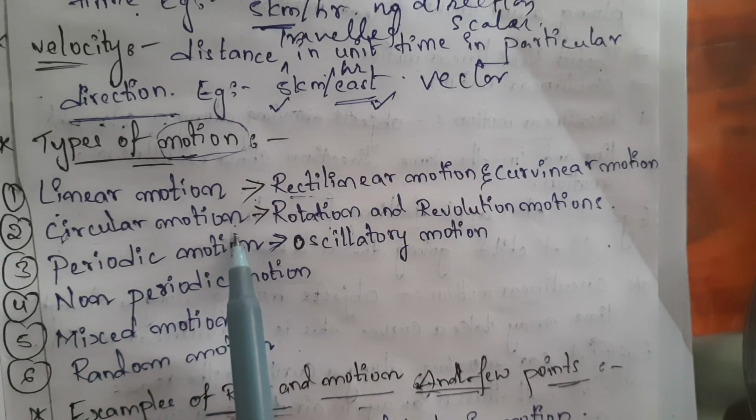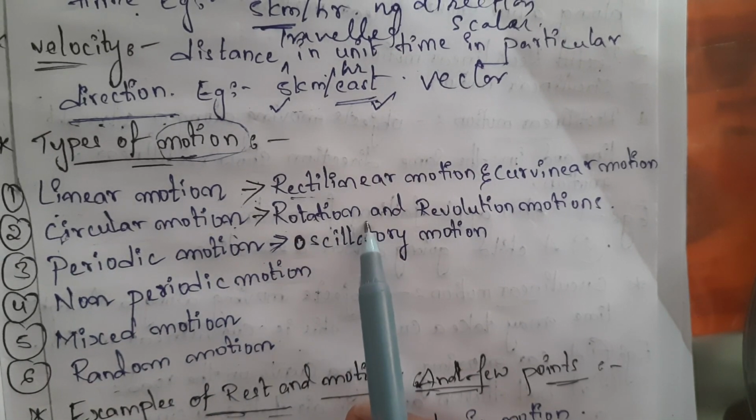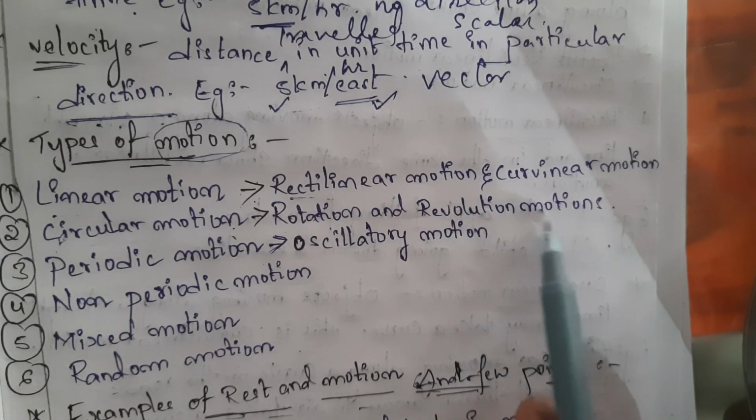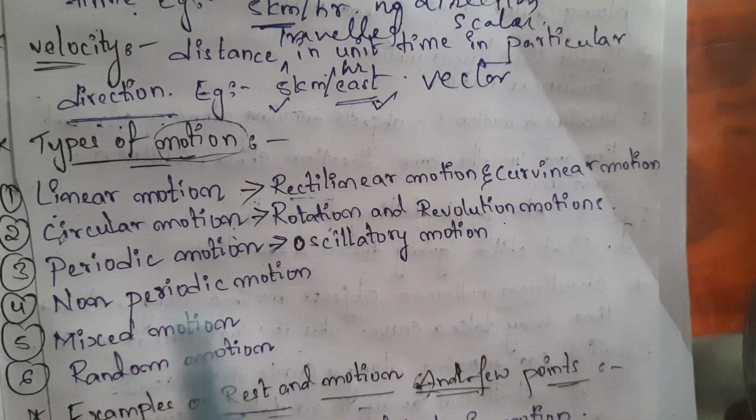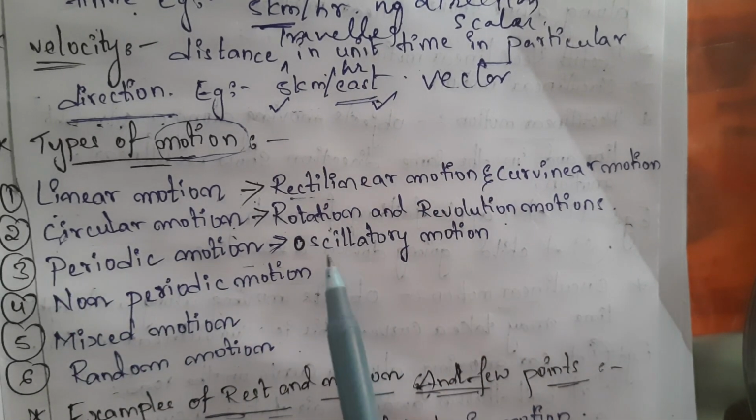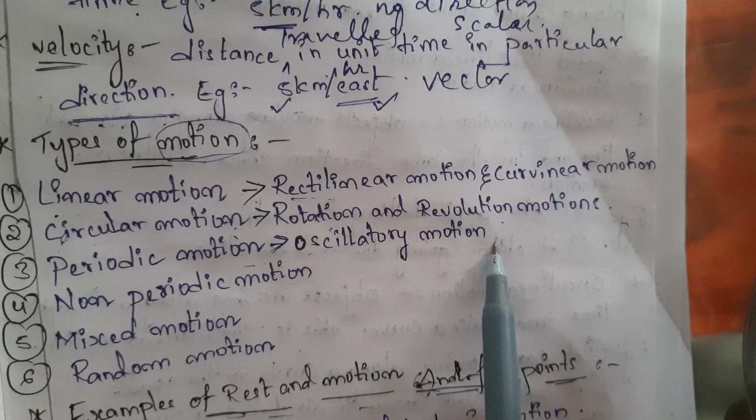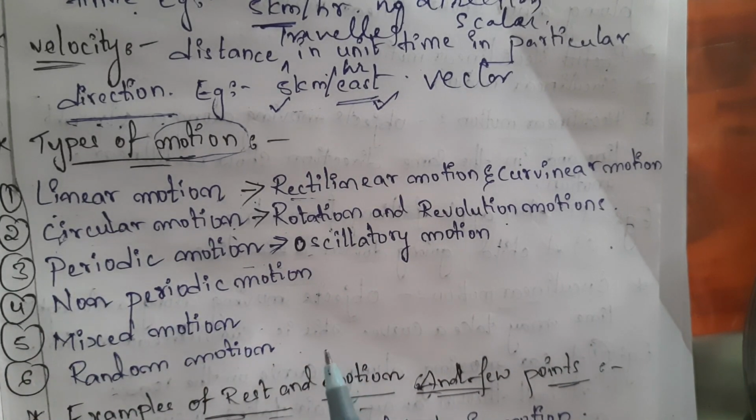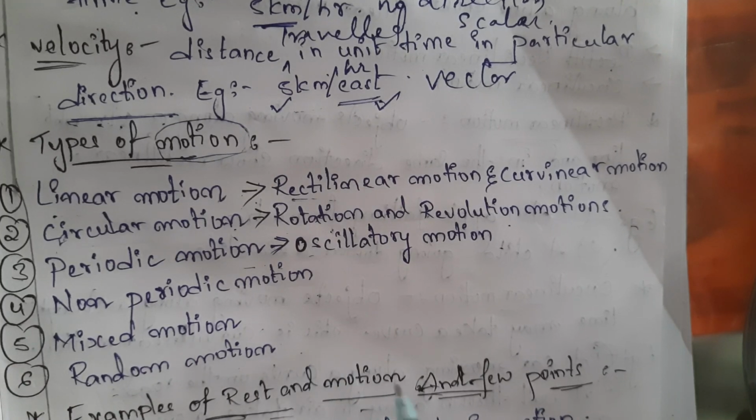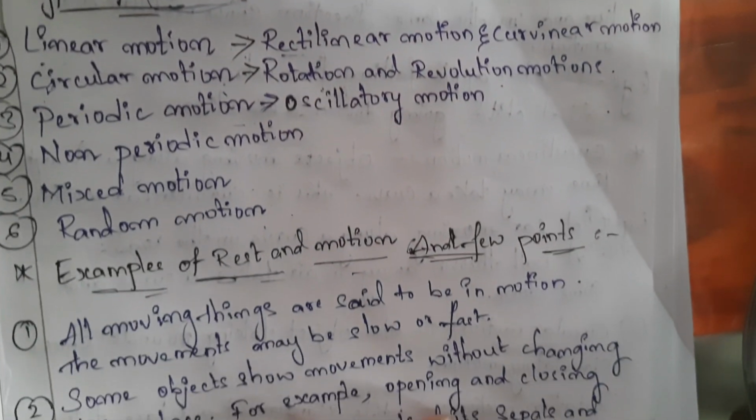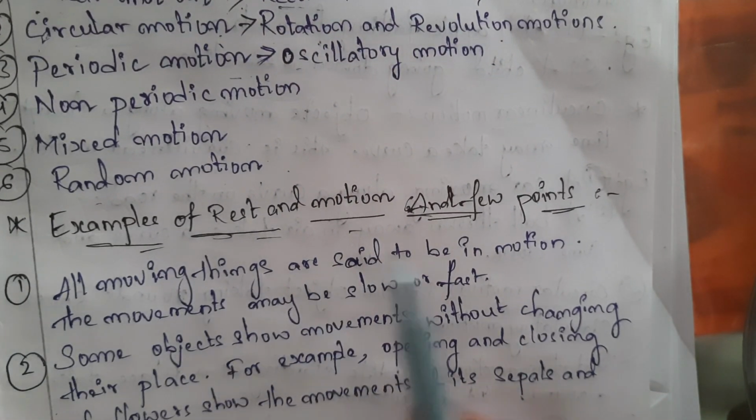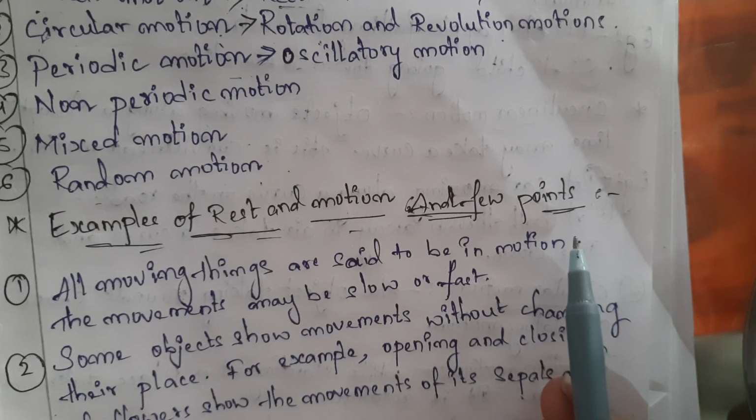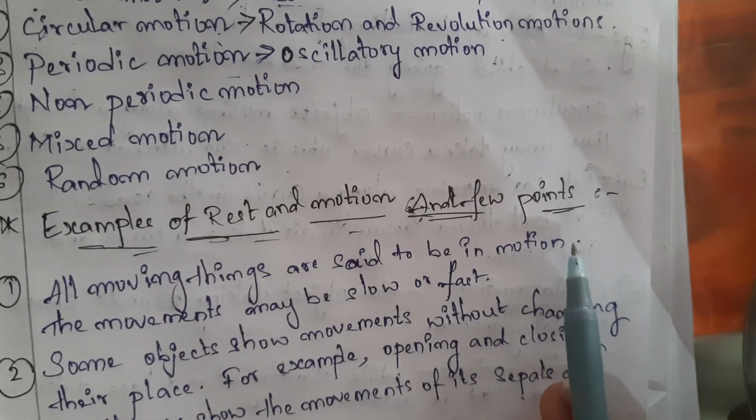Circular motion can be a rotational motion or a revolutionary motion, that is, a rotation or a revolution. Oscillatory motion also comes under periodic motion. So these are the types of motion. Now we are going to discuss examples of when we call an object at rest or in motion. Let's start with a few examples to get a clearer explanation.